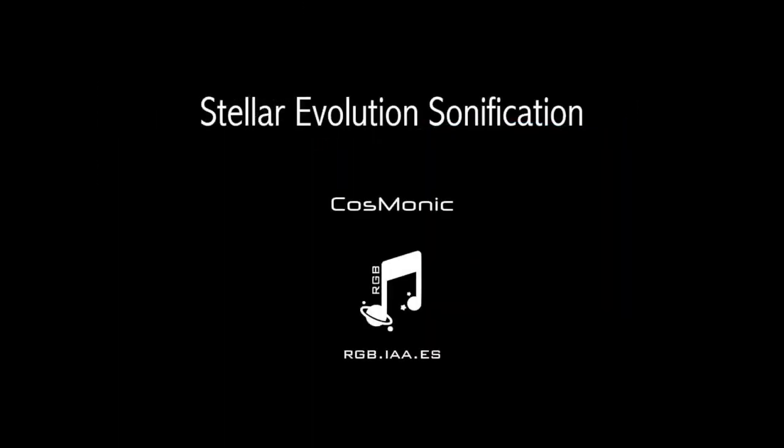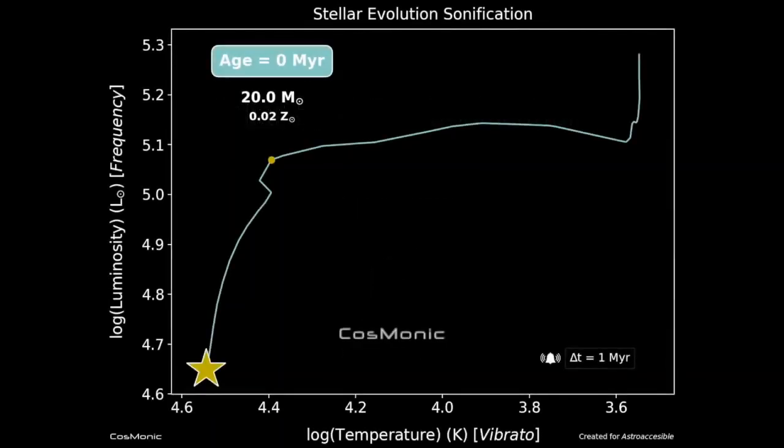Stellar evolution. Star of 20.0 solar masses. Luminosity is frequency. Temperature is vibrato. Time steps of 1 million years.